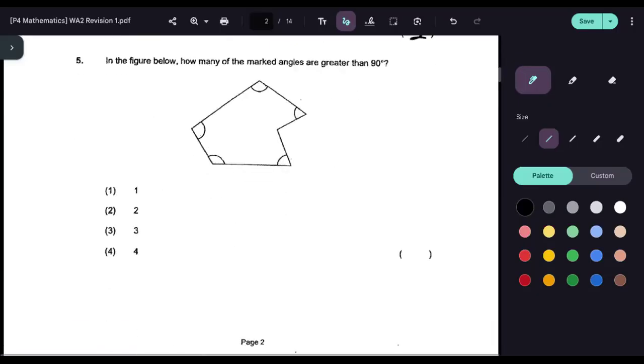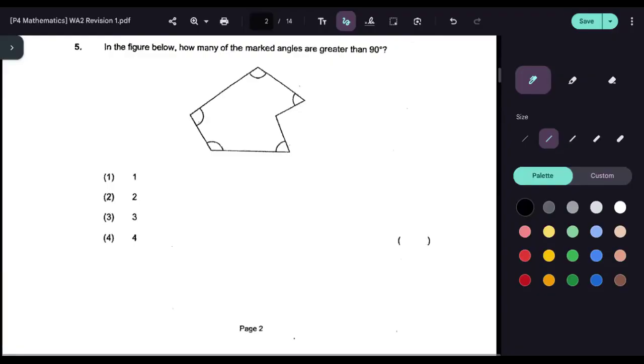Alright, let's go on to the next one. Question number 5. In the figure below, how many of the marked angles are greater than 90 degrees? This one we know is acute, correct? So this one is not correct. This one is also acute.